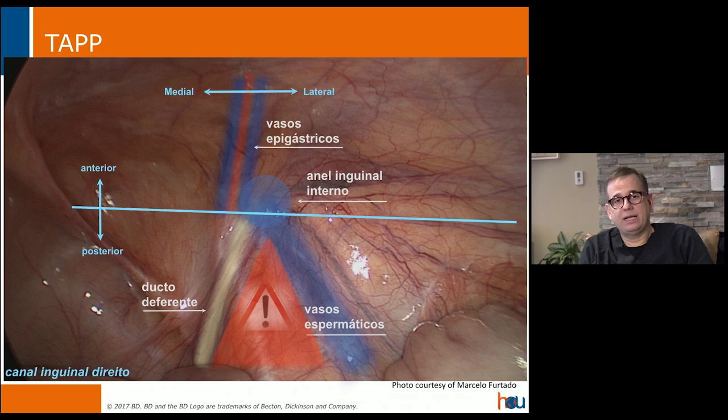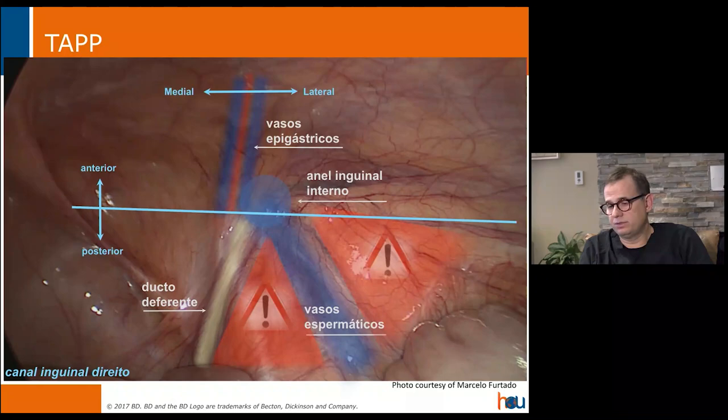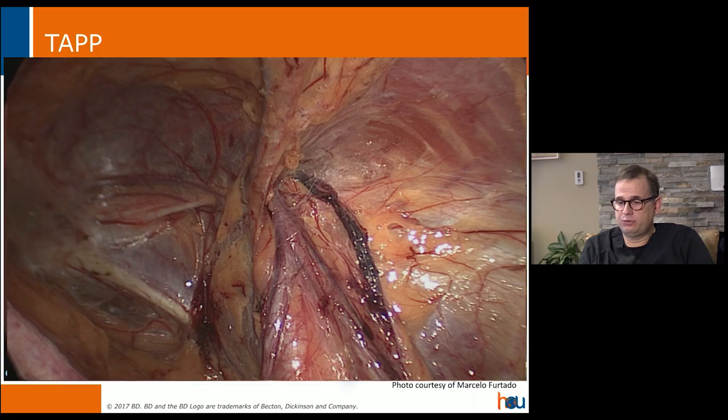Again, the same anatomy: the death triangle between the vas deferens and spermatic vessels, and the pain triangle between the spermatic vessels and the iliopubic tract. Take out the peritoneum. We have seen the anatomy now better. We can now make the exercise to identify the epigastric vessels, vas deferens, spermatic vessels, one triangle, two triangles, three triangles, four triangles, five triangles.